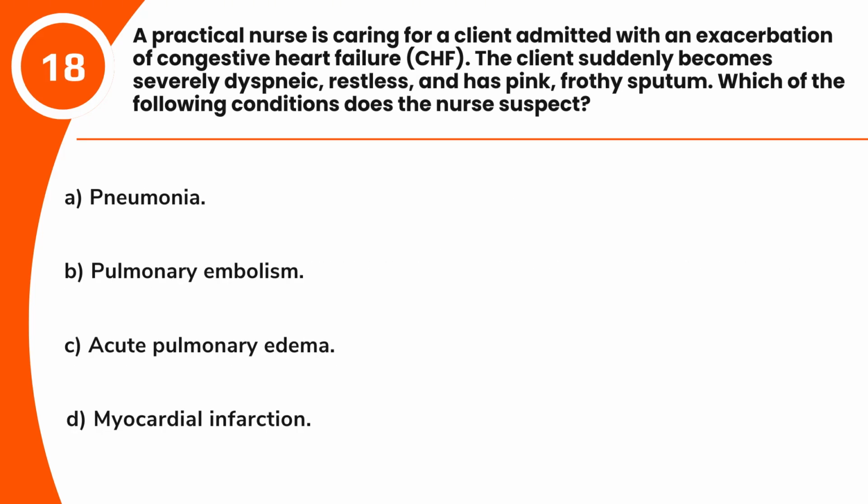Question 18. A practical nurse is caring for a client admitted with an exacerbation of congestive heart failure, CHF. The client suddenly becomes severely dyspneic, restless, and has pink, frothy sputum. Which of the following conditions does the nurse suspect? A. Pneumonia. B. Pulmonary embolism. C. Acute pulmonary edema. D. Myocardial infarction.